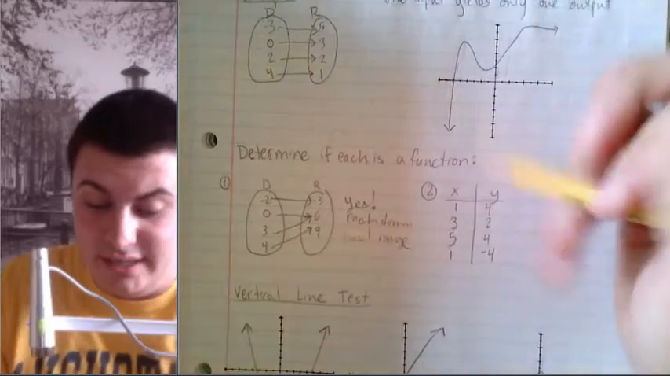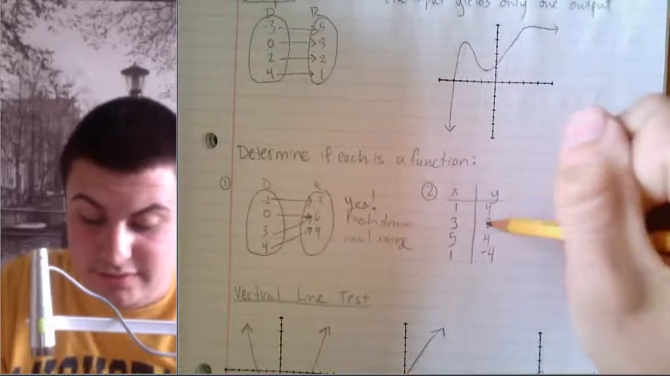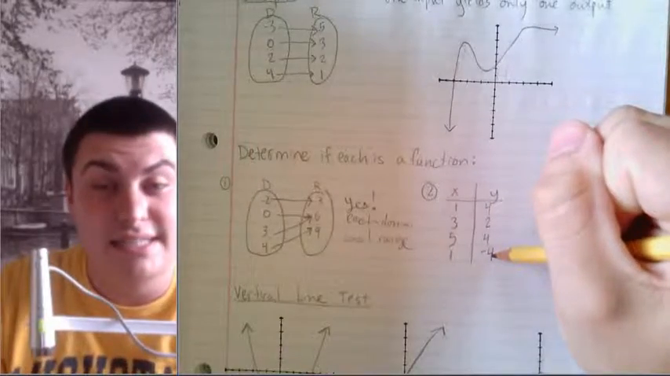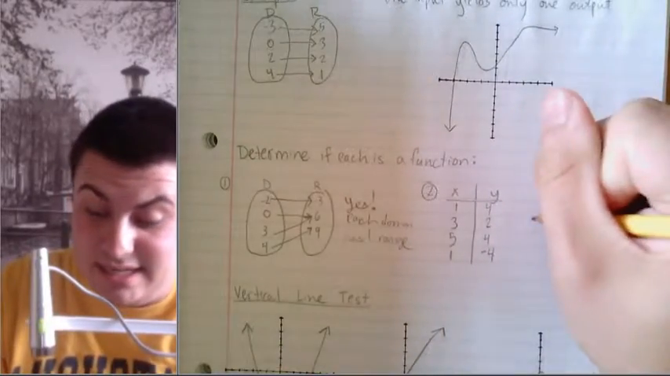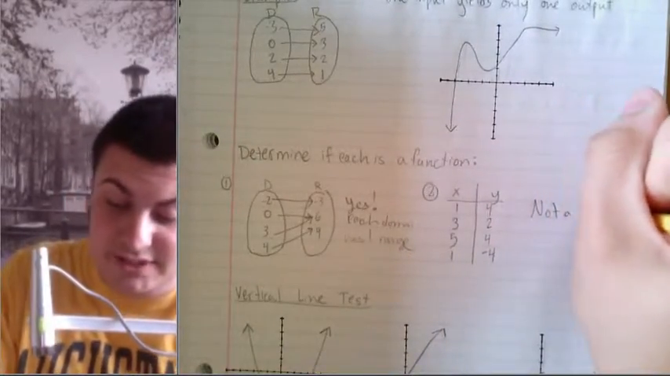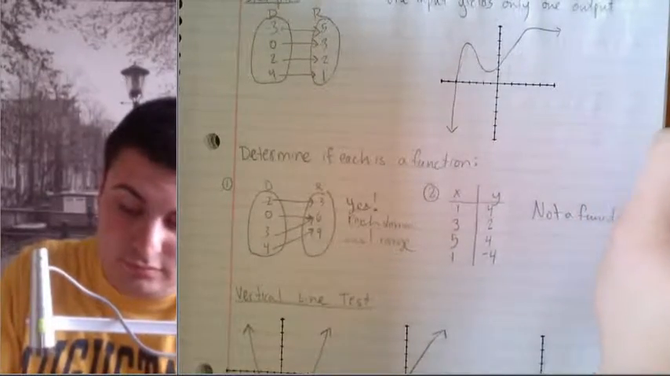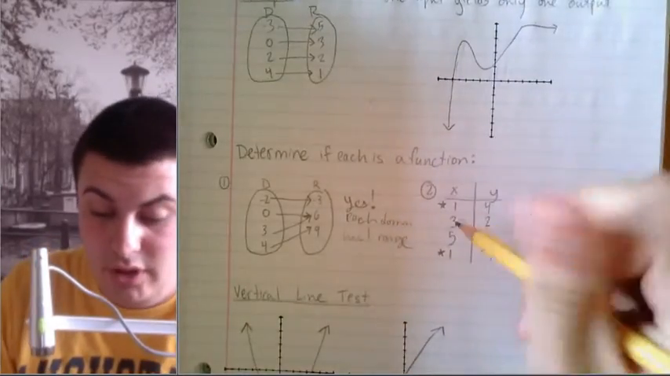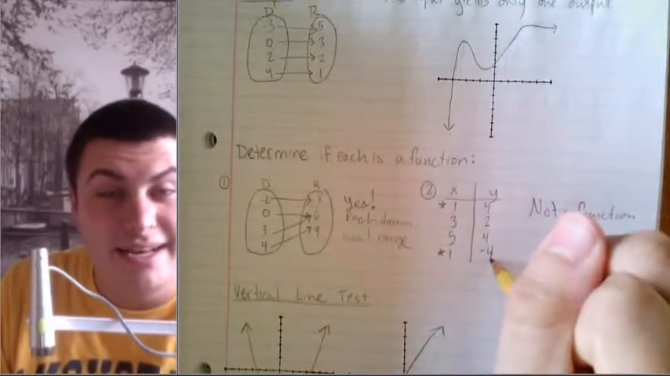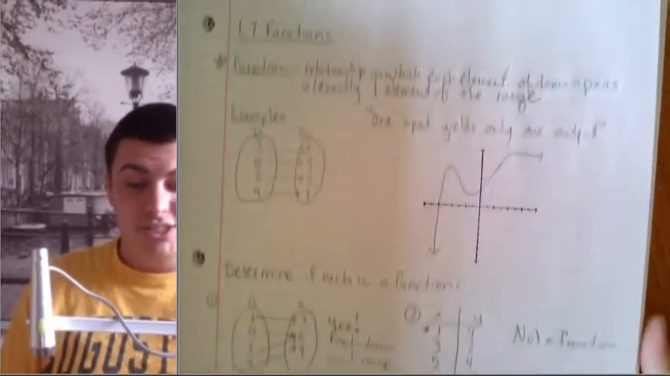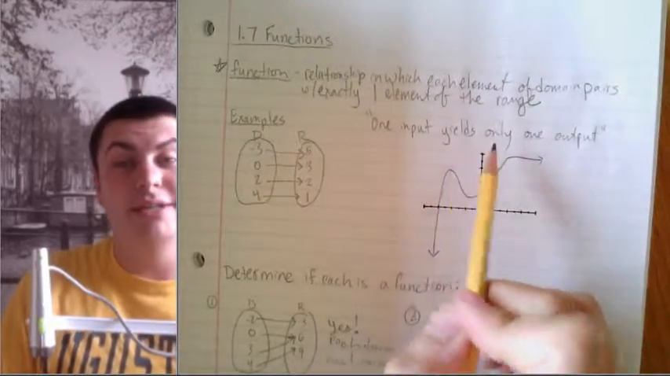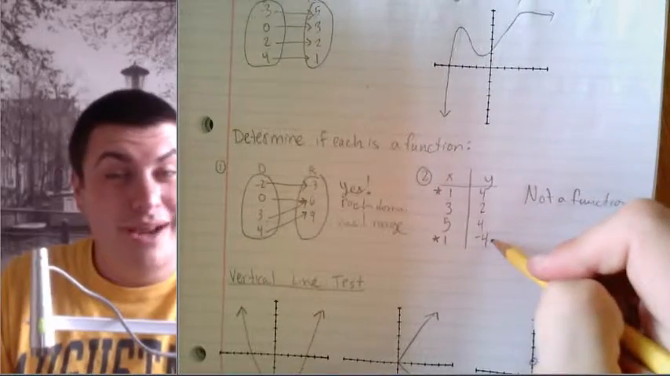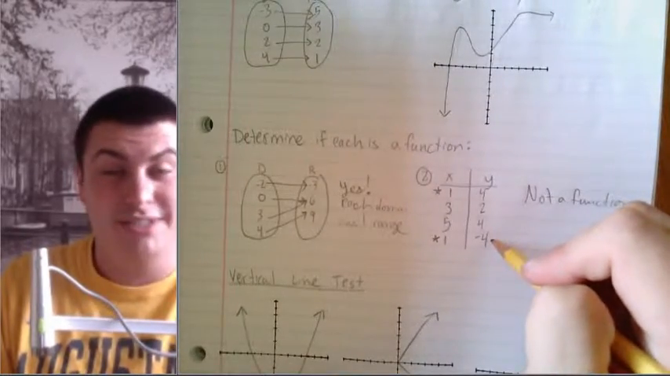So if we look here, we have 1 maps to 4, 3 maps to 2, 5 maps to 4, and 1 maps to -4. Is this a function? This is not a function. Why? Let's look here at 1. 1 pairs both to 4 and -4. Remember, to be a function, one input can yield only one output. We put in 1 and we could get 4 or -4, so that's not going to be a function.